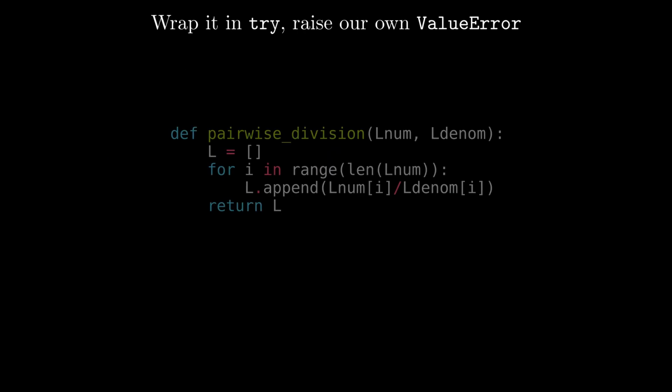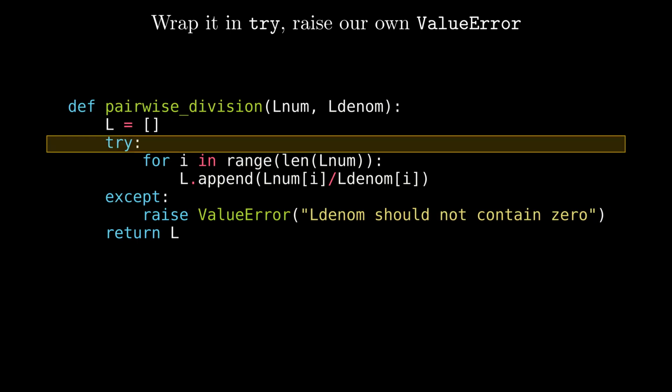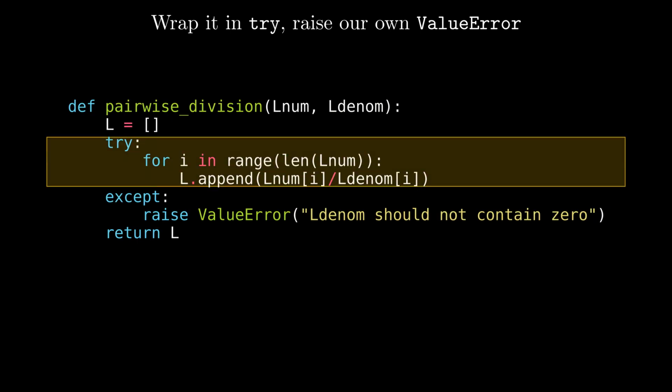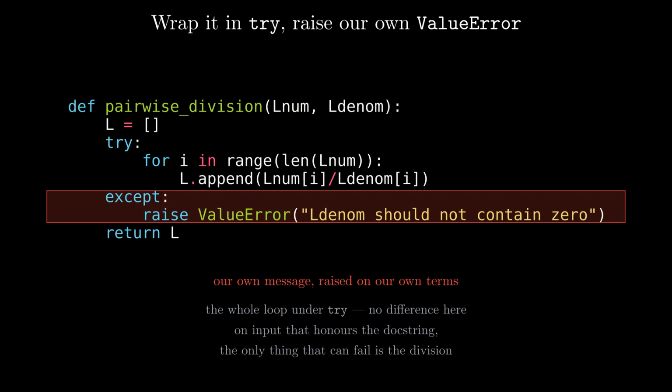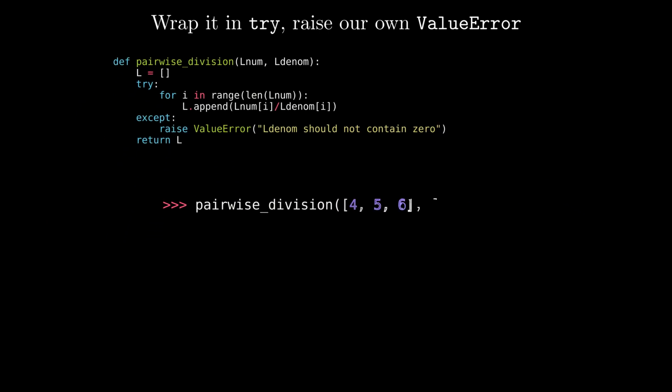The fix uses the tools from the last two videos. Pop the code into a try. The whole for loop goes inside it. In the except, raise our own value error with the message ldenom should not contain 0. The code is short enough that putting the entire loop under the try makes no difference. On input that honors the docstring, the only thing that can fail in there is the division.